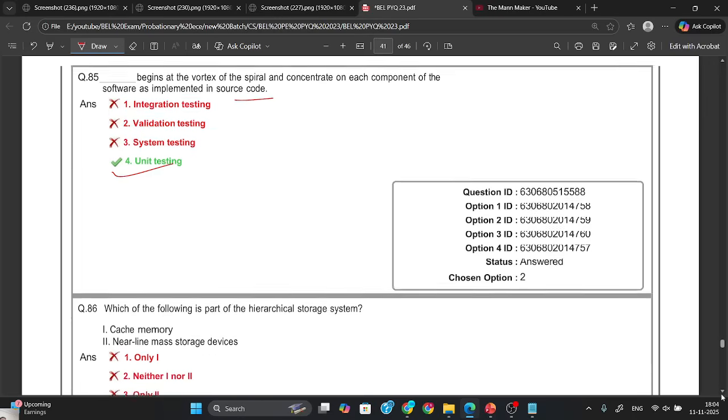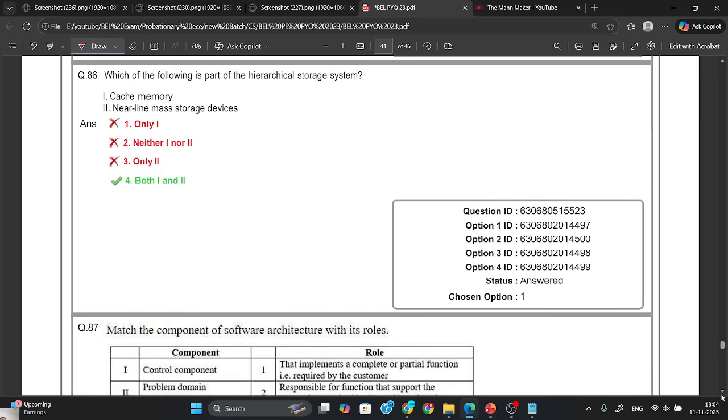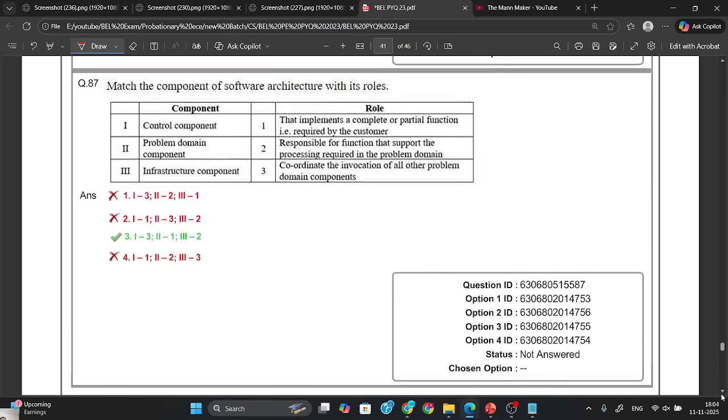Which of the following is a part of hierarchical storage system? So cache memory is also part, and non-linear mass storage device is also part of a storage system. So option D, both 1 and 2 are correct.